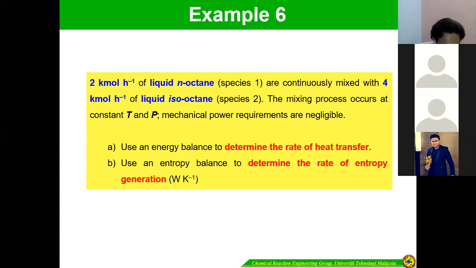If for the ideal solution. What is your assumption? Okay, what is your assumption here? Use energy balance to determine the rate of heat transfer. What's your assumption here based on this problem for the ideal solution?